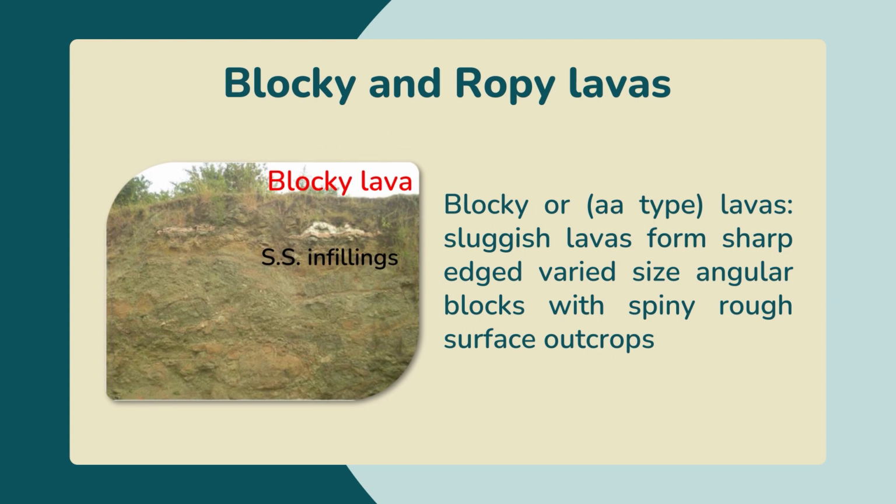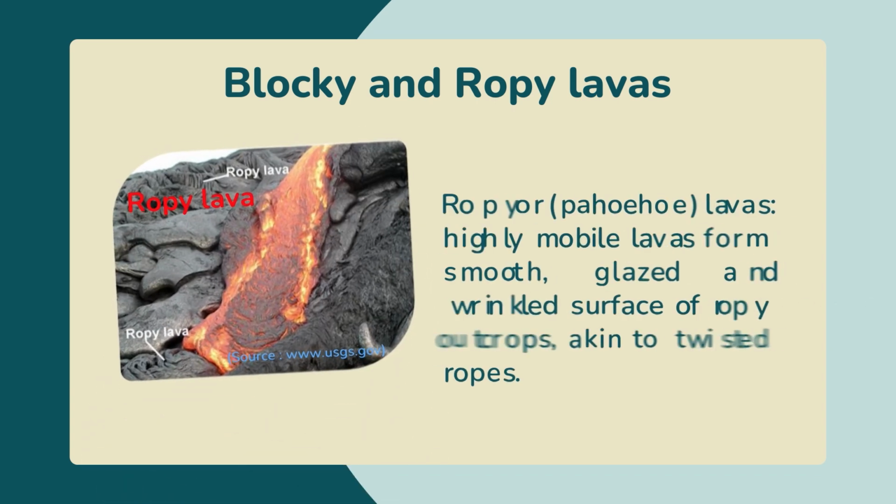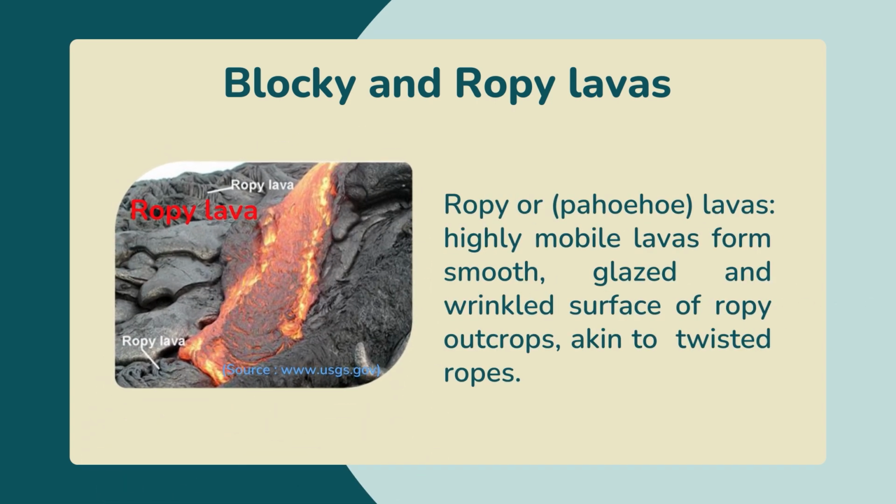Blocky or AA type lavas are basically sluggish lavas that form sharp edges and varied-size angular blocks with spiny, rough surface outcrops. The other variety is called ropey lava or pahoehoe lava. They are highly mobile lavas that form smooth, glazed and wrinkled surfaces of ropey outcrops, akin to twisted ropes.